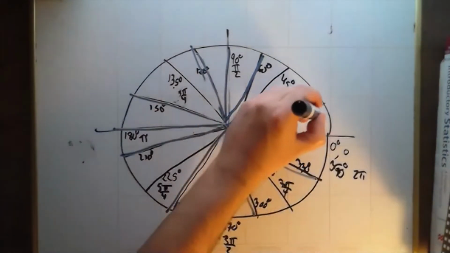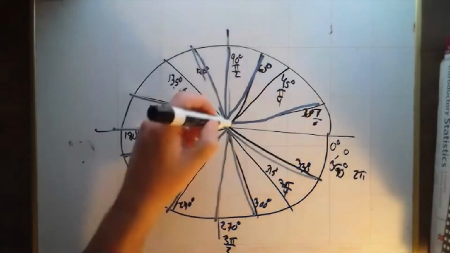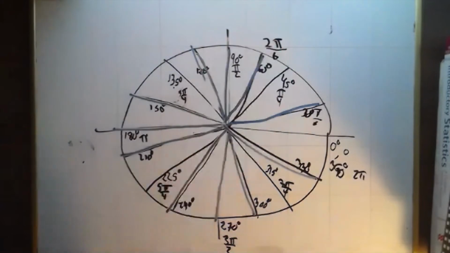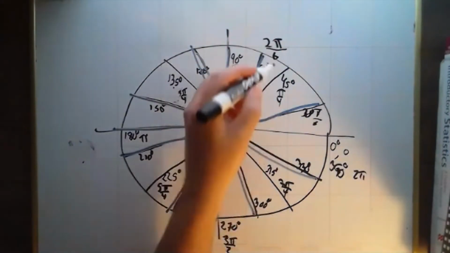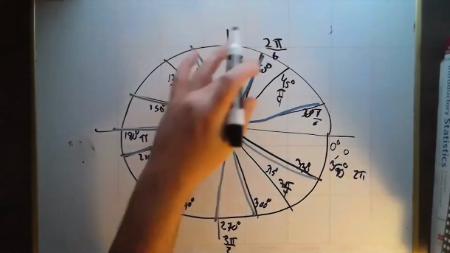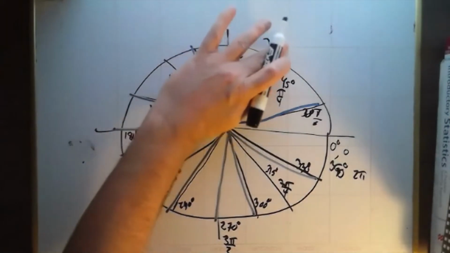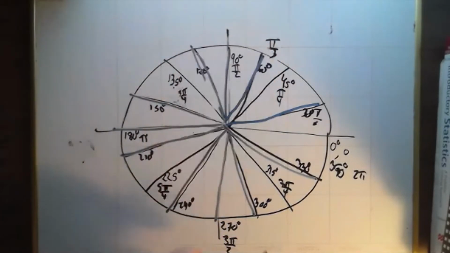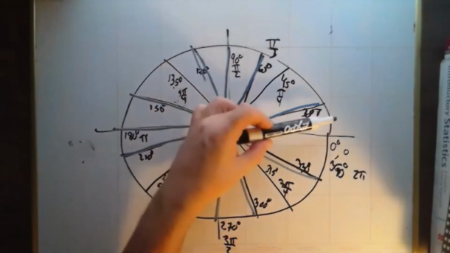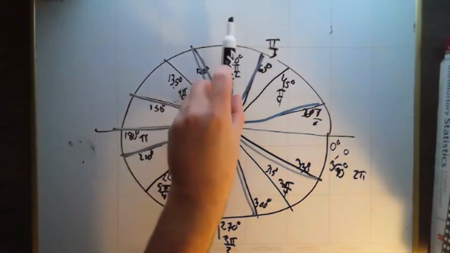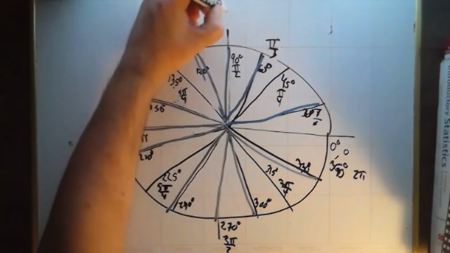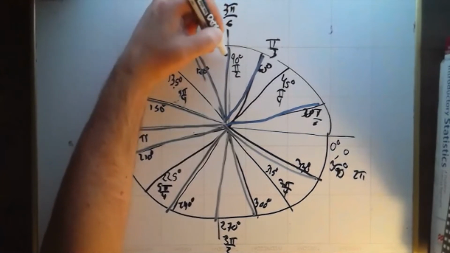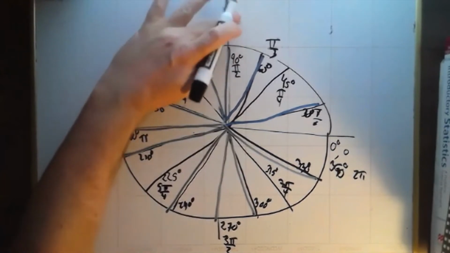Right here at 30 was pi over 6. 60 then would be 2 pi over 6, but that reduces. Forget about the pi, just think about the fraction. 2 over 6 is a third. So this guy is pi over 3. But we're counting by 6s. That was 1, 2 pi over 6, 3 pi over 6. Think about that fraction. 3 over 6 is a half. I already have that one.